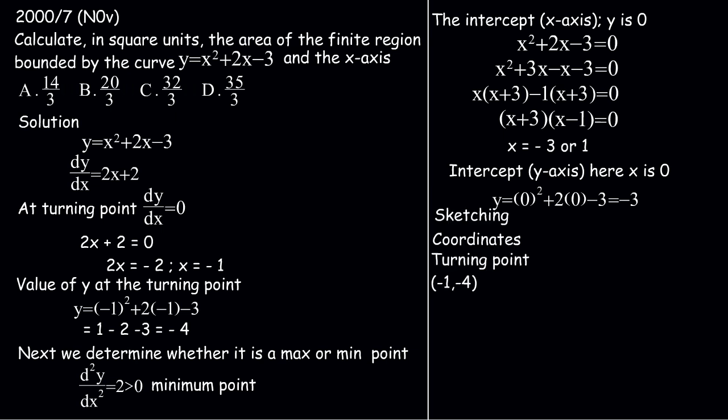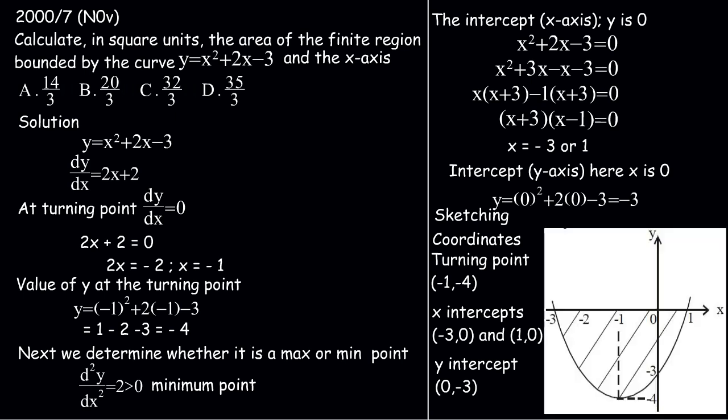At our turning point, our coordinate is (-1, -4). The s-intercepts are (-3, 0) and (1, 0), and the y-intercept is (0, -3). Now, using these coordinates to sketch, we are going to have a graph as shown on the screen.